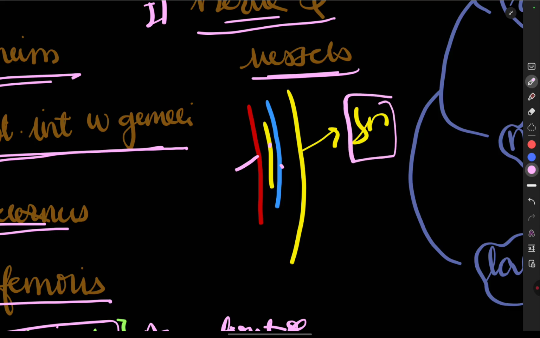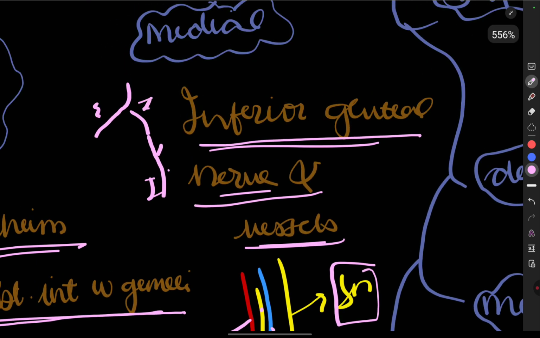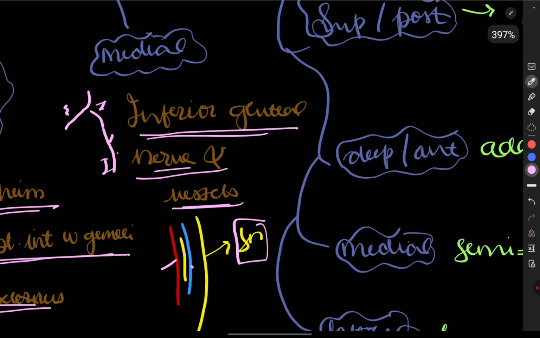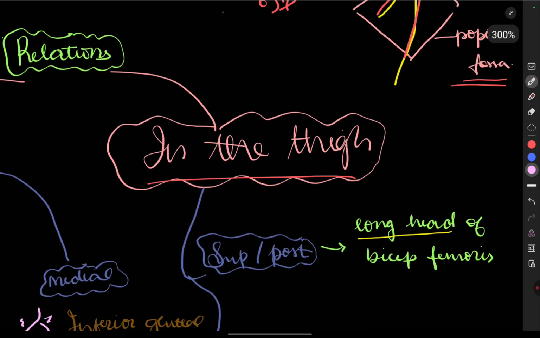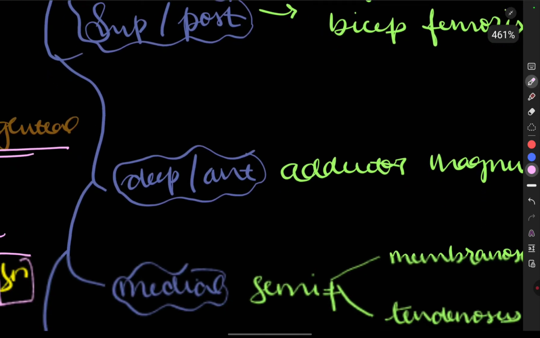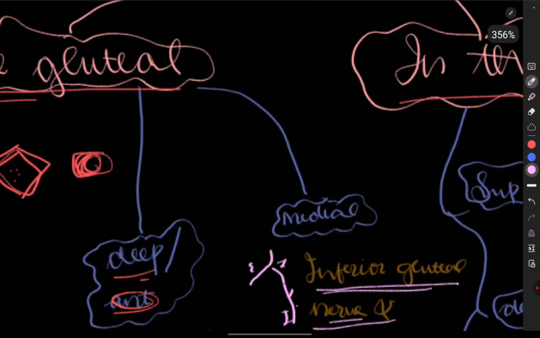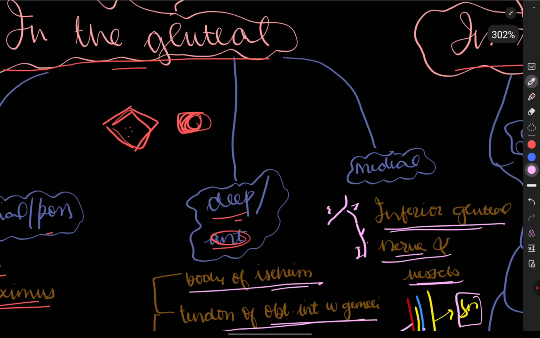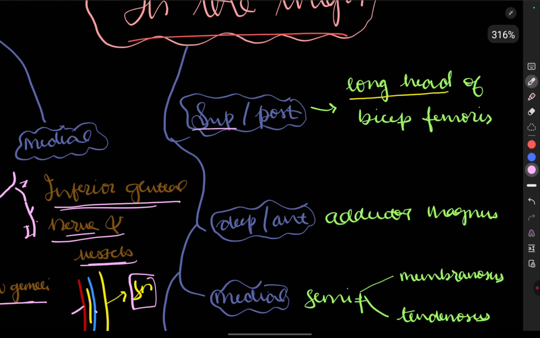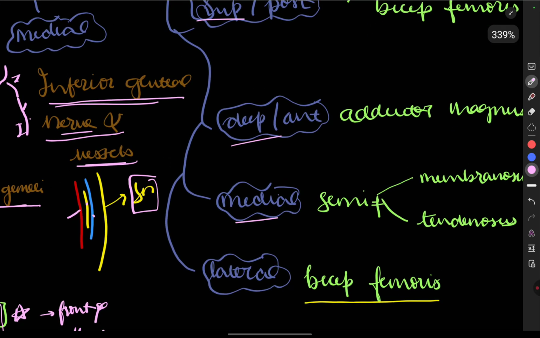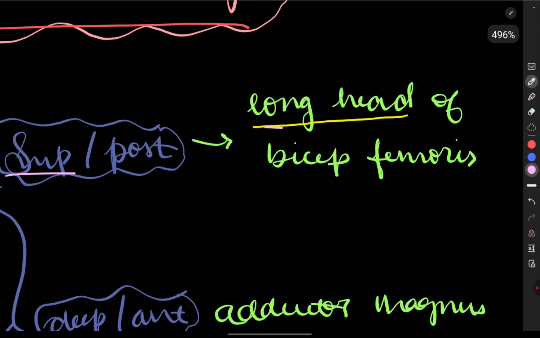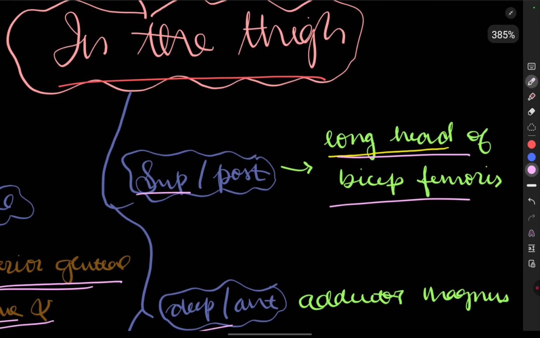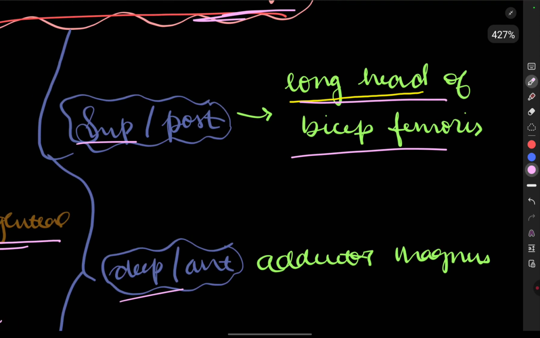So it is medial to these, medially, the location, the relation, okay, in the medial side it is like this. Now we're going to study in the thigh, superior, deep, medial, lateral. In the glute we had superior, deep and medial, but in the thigh we have superior, deep, medial and lateral, all four. See, superiorly we have long head of the biceps femoris muscle in the thigh, right? So posteriorly or superiorly we have the biceps femoris, right?